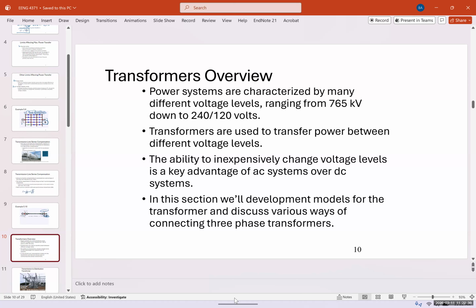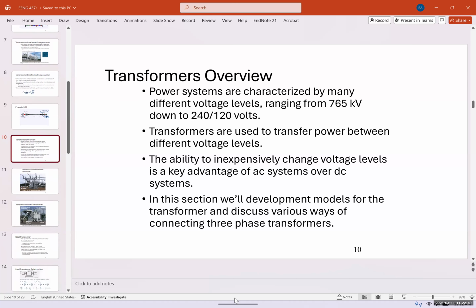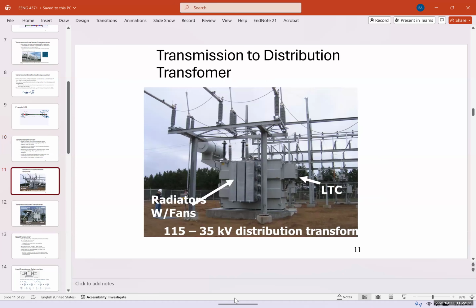In this section, we will develop models for transformers and discuss various ways of connecting three-phase transformers. Again, you can read faster. Before I start with the modeling and getting into the math, I want to show you the physical part and how a transformer looks.